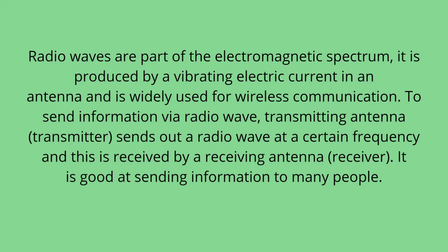Radio waves are part of the electromagnetic spectrum. They are produced by a vibrating electric current in an antenna and are widely used for wireless communication. To send information via radio wave, a transmitting antenna sends out a radio wave at a certain frequency, and this is received by a receiving antenna. It is good at sending information to many people.